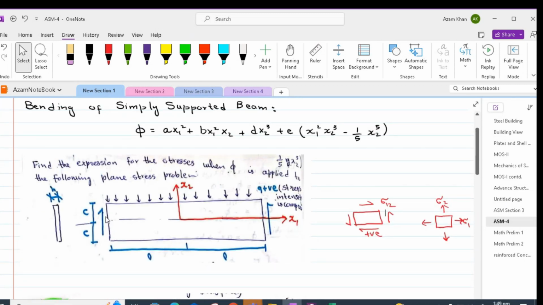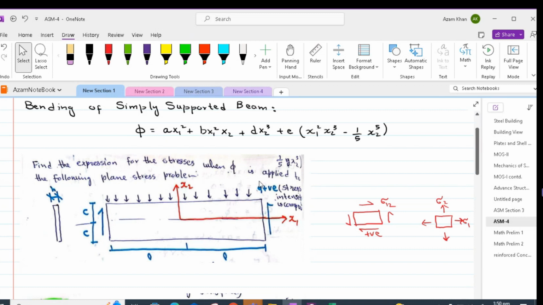In the case of vertical sides, we can have at the right hand side sigma 1 2 times the cross-sectional area, which is h times dx2, integral with limits minus c to plus c, equal to q times h times 2l times l.